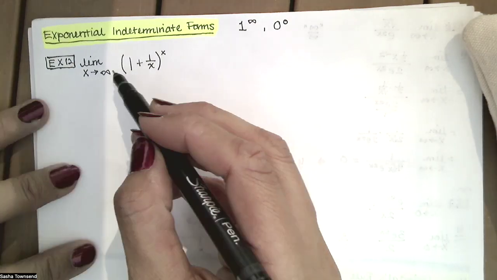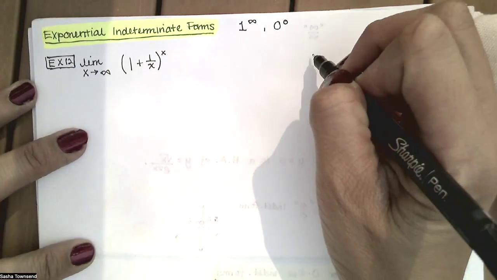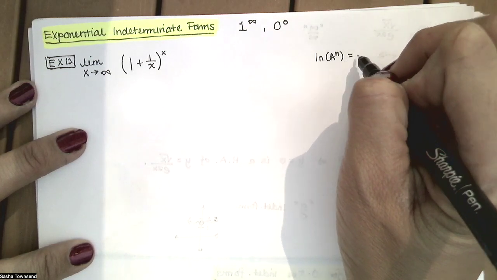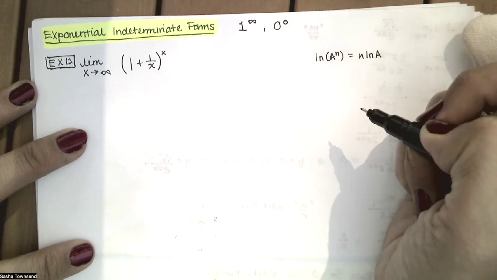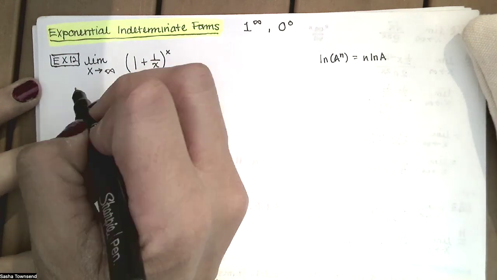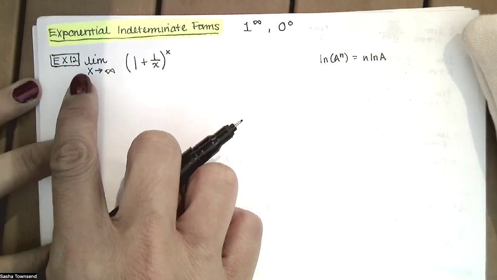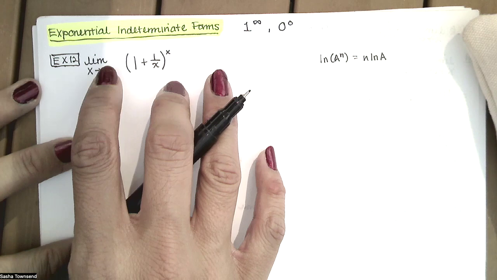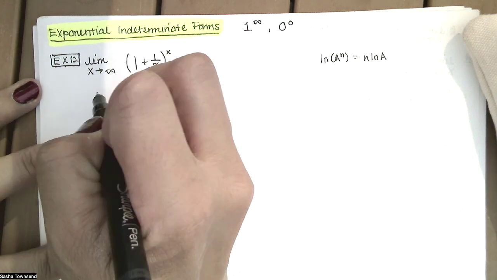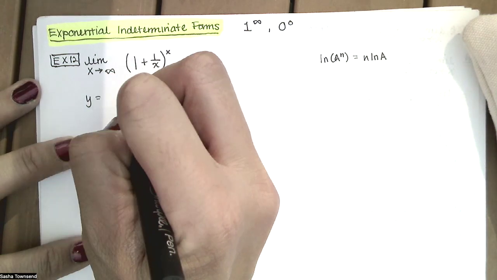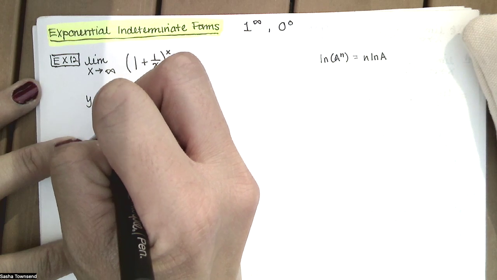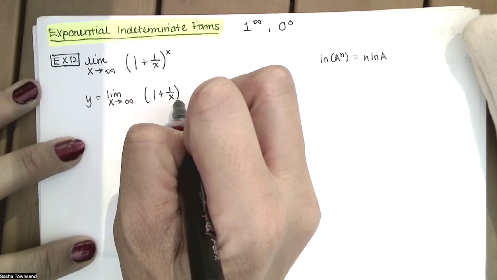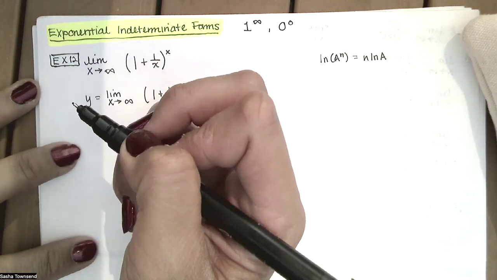The way that we handle this is just using the log property that the log of a to the n is n times natural log of a. We're going to use that fact in this expression. We're going to take the log of both sides. We'll let y equal the limit that we're looking for, and then we'll take the log of both sides.